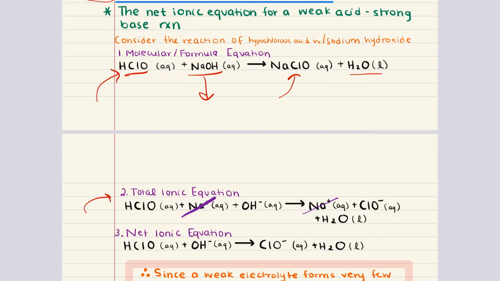Now, this net ionic equation is going to be slightly basic because the hypochlorite ion can undergo hydrolysis, reacting with water to produce hydroxide ions.